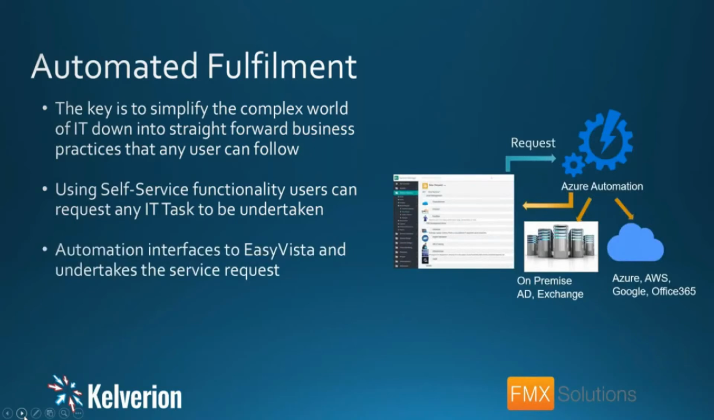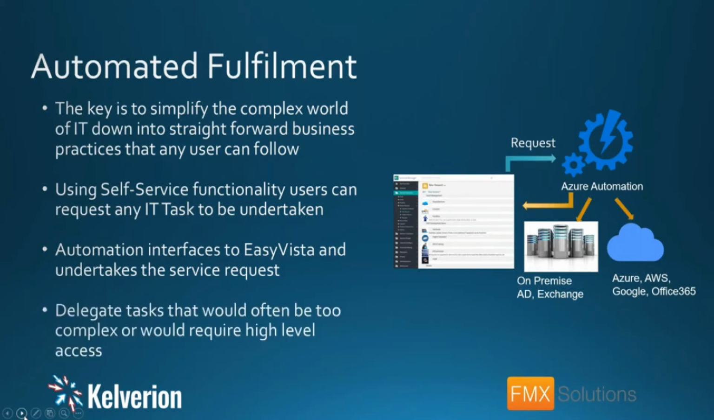Automation then picks up that request. In this case, we're going to pick that up from EasyVista, and we're then going to undertake that service request automatically, whether it's provisioning on-premise or going out to other services. And what that automated fulfillment means is you can delegate tasks that would often be too complicated or require high levels of access to somebody who can fill in your self-service portal.